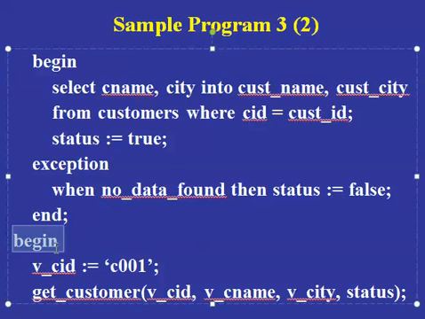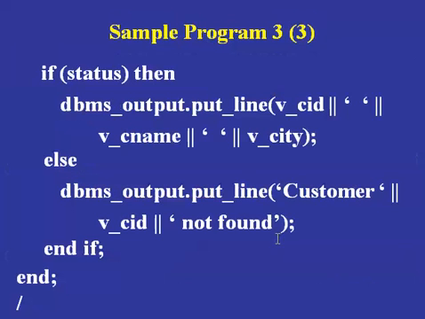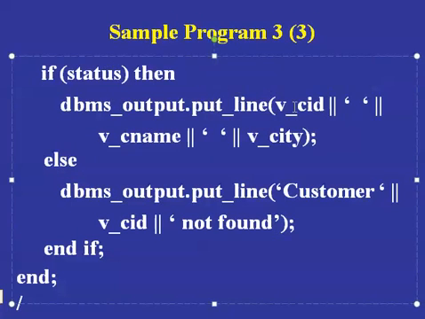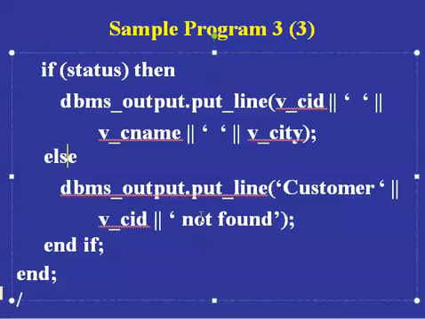Now this is the beginning of the main program. This is the end of my procedure, and then here I'm assigning this to this variable, and I'm calling this procedure. So I'm passing the customer ID here, and once this is executed, I should be able to get the name, the city, and the status. The status will be true or false, true if the customer was found. If that's the case, then we display the data. Else we say customer not found. And that will be the end of that example.